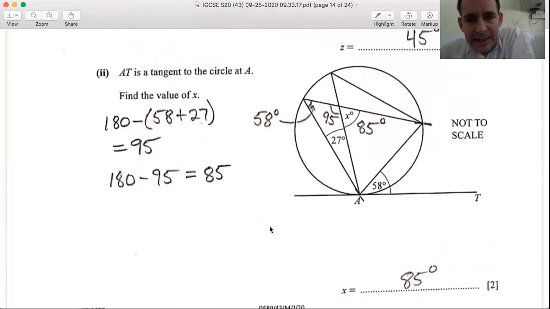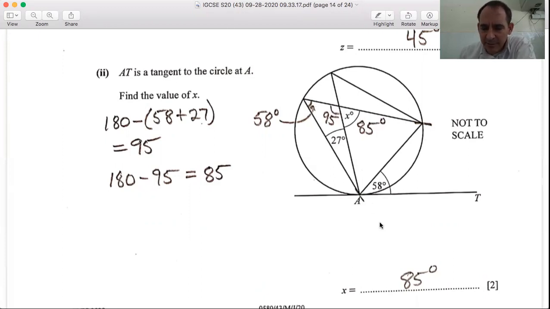Part Bii, AT, again, is tangent to the circle. Find the value of X. So here's X up here. Here is our 58. Notice this 58 is along the tangent and over to here. That means this arc right here is 58. And if you notice, this inscribed angle also opens to the same arc here.